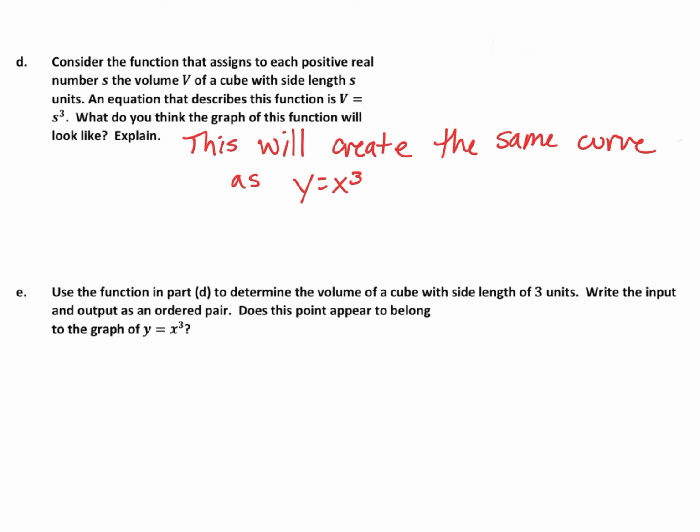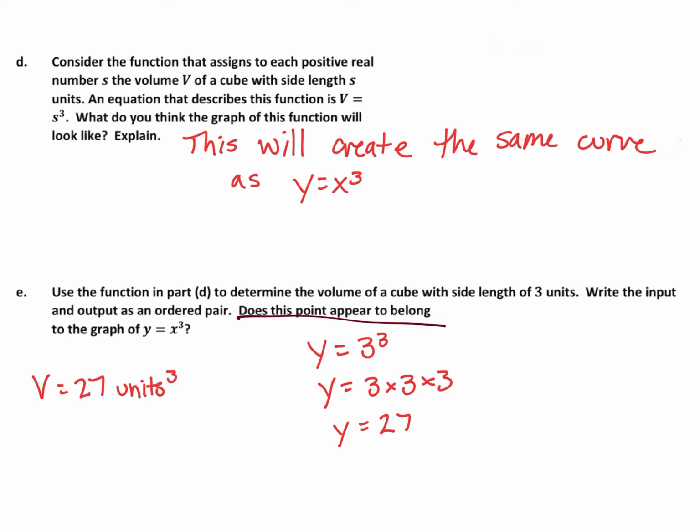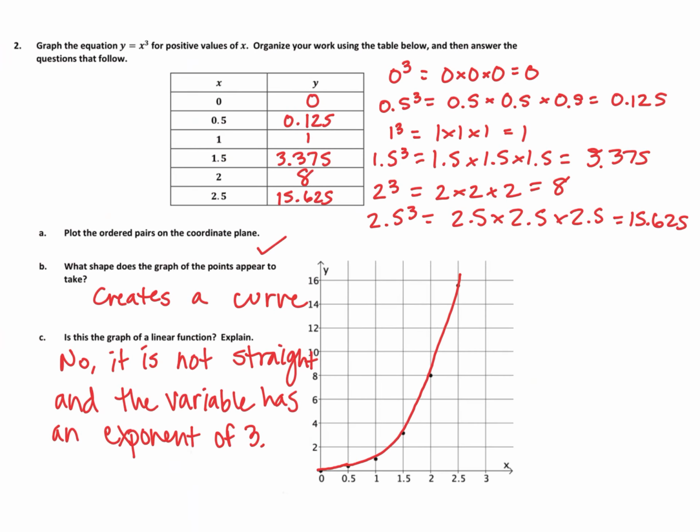E. Use the function in part D to determine the volume of a cube with a side length of 3. So we're inputting the value 3 in our equation. 3 cubed is the same as 3 times 3 times 3. So y is 27. And then we could say that the volume would be equal to 27 units cubed. It says, does that point appear to belong on the graph? If we went over to 3 and we went all the way up to 27, would the line go through that point?